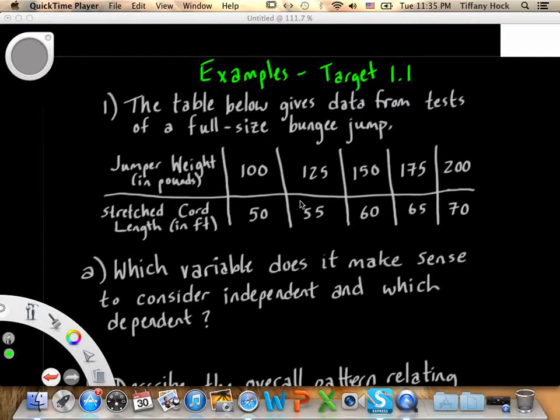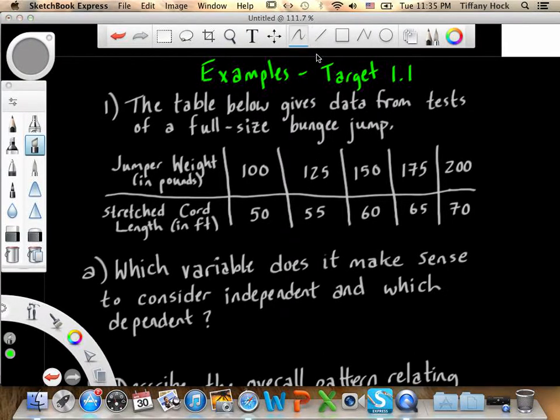So to start off, we're going to start here with question number 1, and it says the table below gives data from tests of a full-size bungee jump. Now if you look in this table, we've got the jumper weight, so how much the person weighs, and then the stretched cord length. So imagine you have this little person at the top of a bungee jump, and they're getting ready to jump off. And they're all excited. They're on a bungee jump for the first time ever. And so generally the bungee is tied to their feet, their legs somehow, and then it just kind of hangs down here. And then they jump.